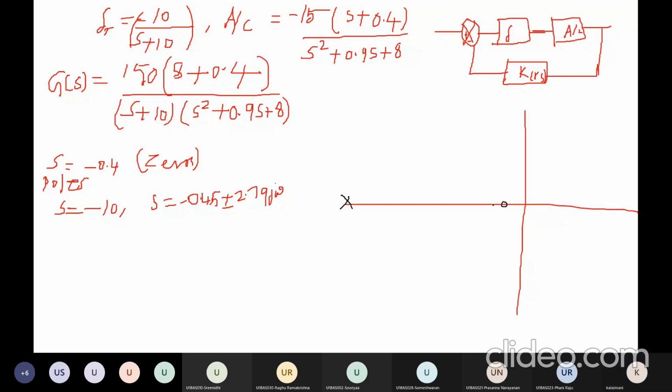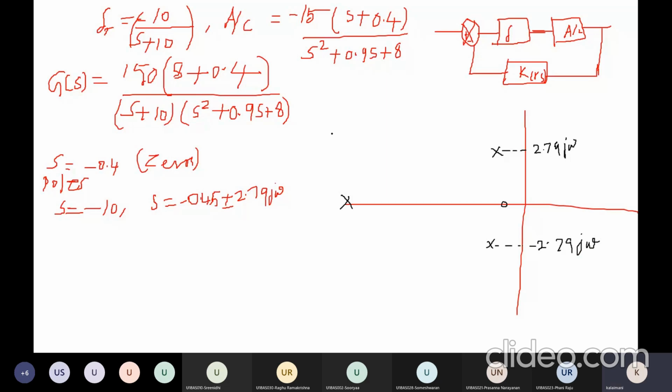So almost at this location, around minus 0.5, I have two poles. One is at minus 0.45 plus 2.79 j omega, at this height, and the other is at minus 0.45 minus 2.79 j omega.